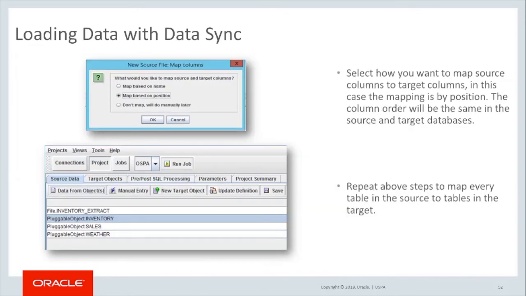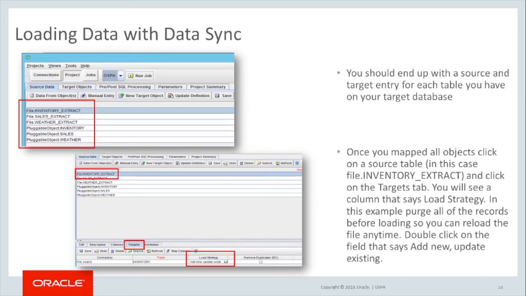Select how you want to map source columns to target columns. In this case, the mapping is by position. The column order will be the same in the source and the target databases. Repeat the above steps to map every table in the source to tables in the target. You should end up with a source and target entry for each table you have on your target database. Once you have mapped all objects in the source table, in this case, File Inventory_Extract, and clicked on the Targets tab, you will see a column that says Load Strategy.